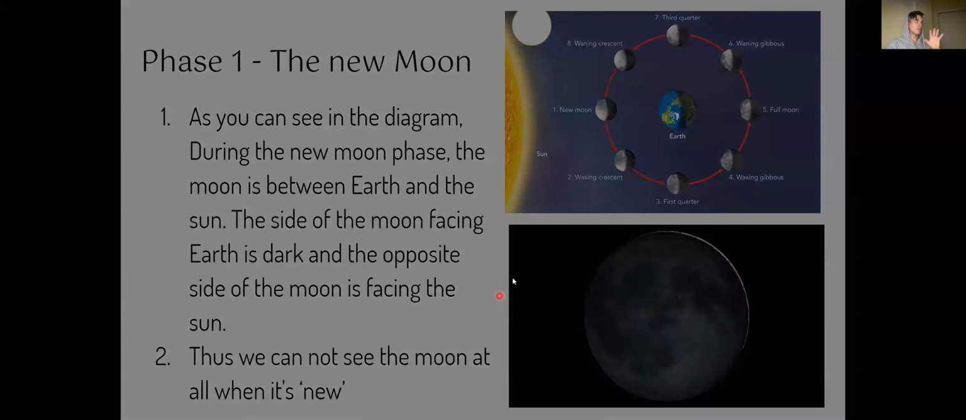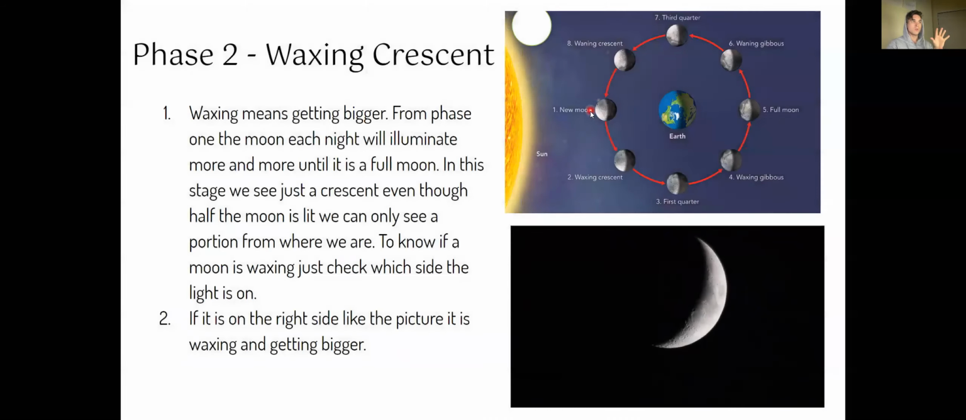All right, next one. After phase 1, it slowly comes this way, and it becomes a waxing crescent. We said crescent is like a C-shaped, curved shape, all right? And it's waxing because it's getting bigger. As it's going around to the other side of Earth, it will be getting bigger. Waxing means bigger.